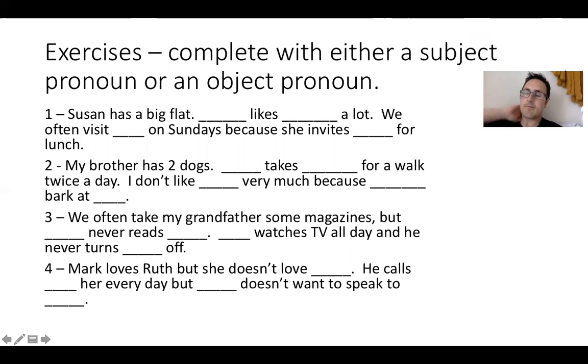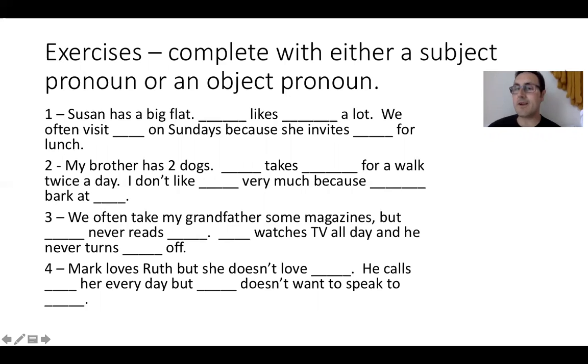So remember, if it goes before the verb, it's going to be a subject pronoun because that's the subject of the verb, the person or the thing or whatever that performed the action. If it's after the verb, it's going to be an object pronoun because it's the object of the verb and the person or the thing or the noun that received the action. So take 5 minutes and press pause and try.